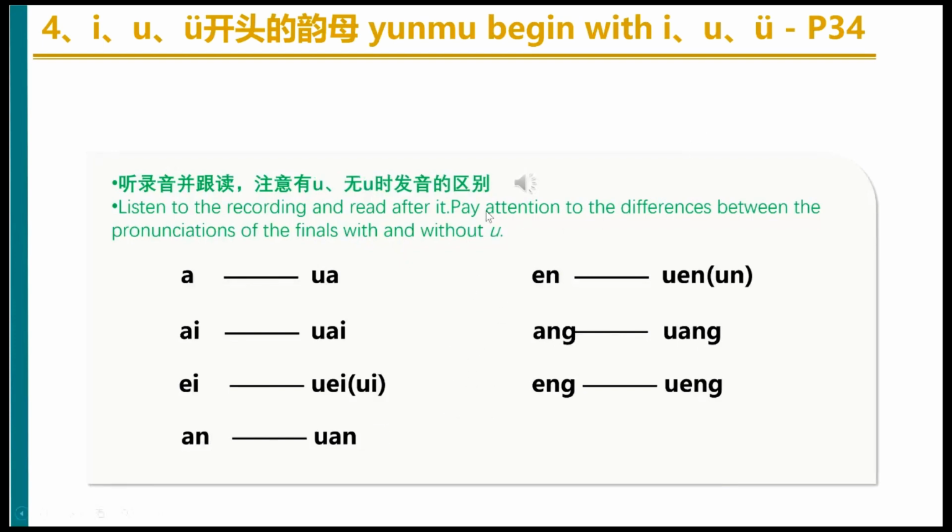The second group is these 韵母 with or without u. a, wa, o, wo, e, we, an, wan, en, wen, ang, wang, eng, weng.